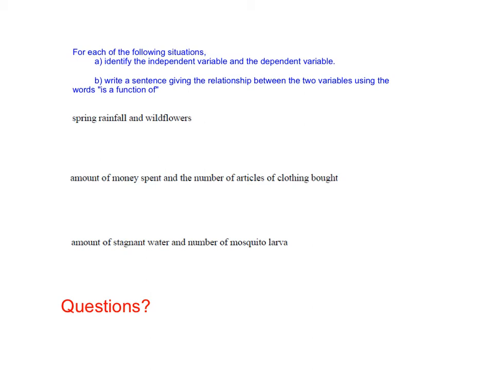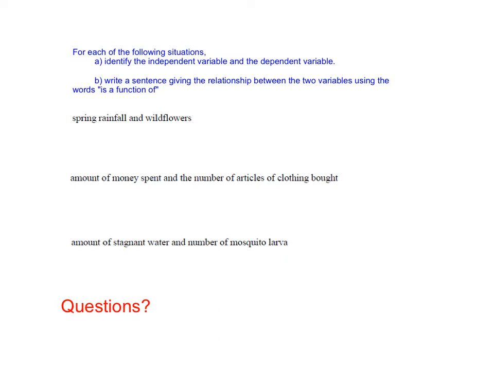It says for each of the following situations, part A, identify the independent and dependent variable, and then B, write a sentence given the relationship between the two variables using the words is a function of. Okay? So they give us two things here, spring rainfall and wildflowers. And you've got to decide which one's independent and which one's dependent. Now remember, independent means it doesn't need anything. It's just going to happen. And dependent means it needs the other one in order to happen.